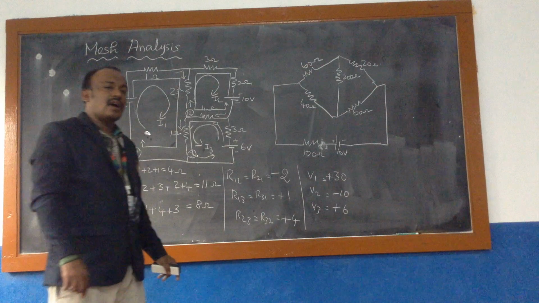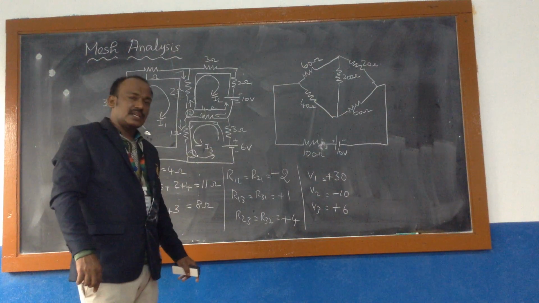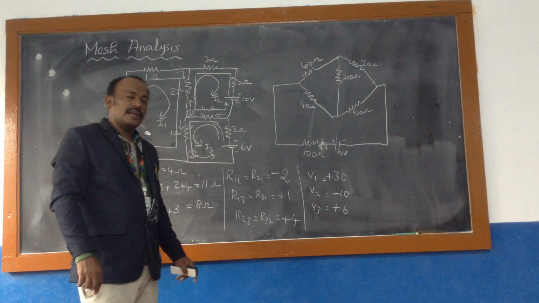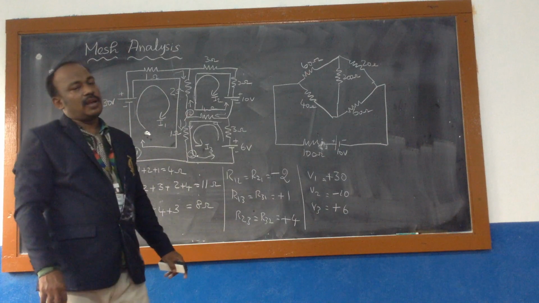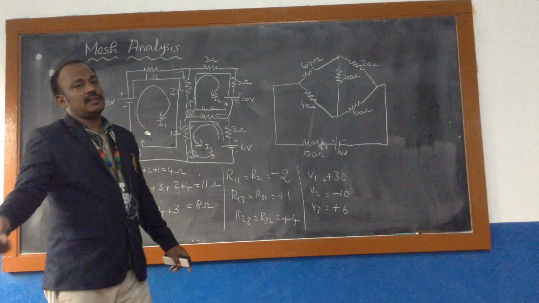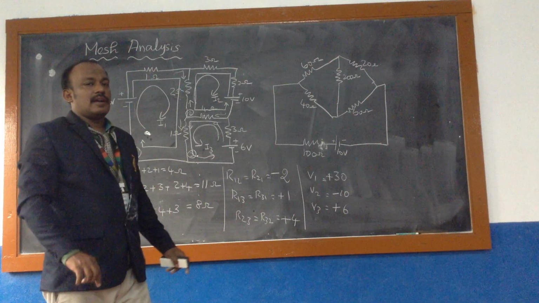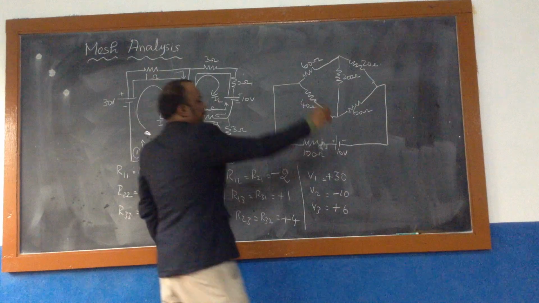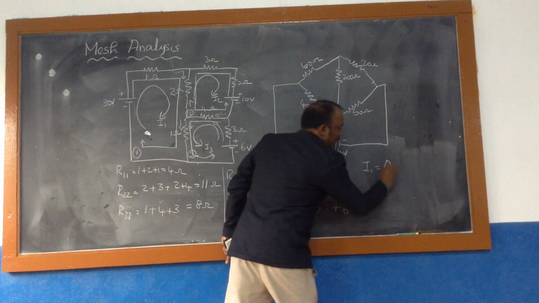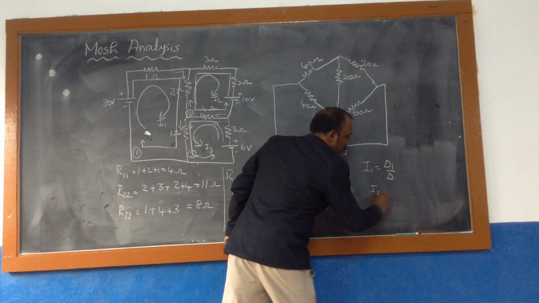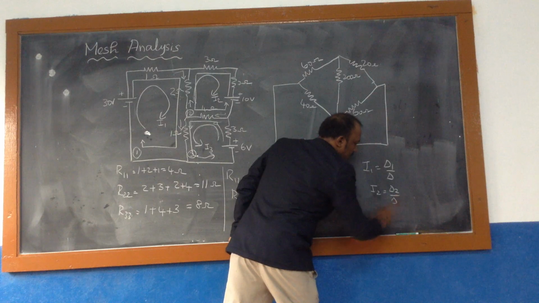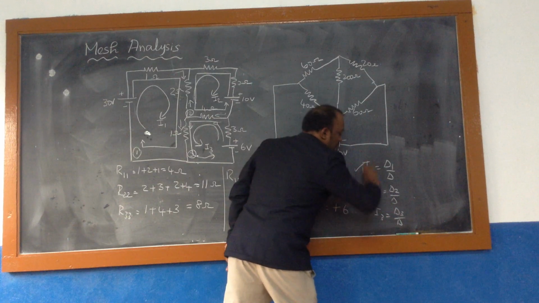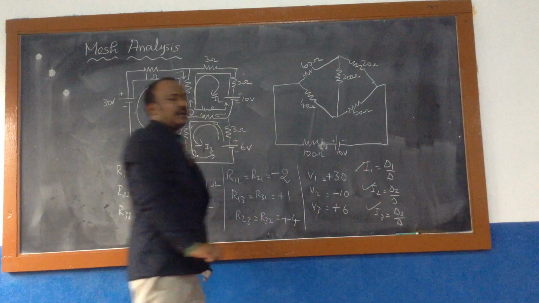Find the determinant of the R matrix, del. Replace the first column by the voltage matrix, that is del 1. Similarly, replace the second column by the voltage matrix, del 2. Similarly, replace the third column by the voltage matrix, del 3. Now take the ratios. I1 equal to del 1 by del, I2 equal to del 2 by del, I3 equal to del 3 by del. You can find the values of I1, I2 and I3.